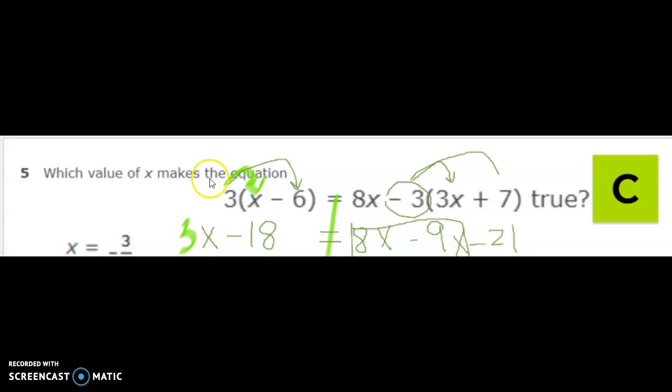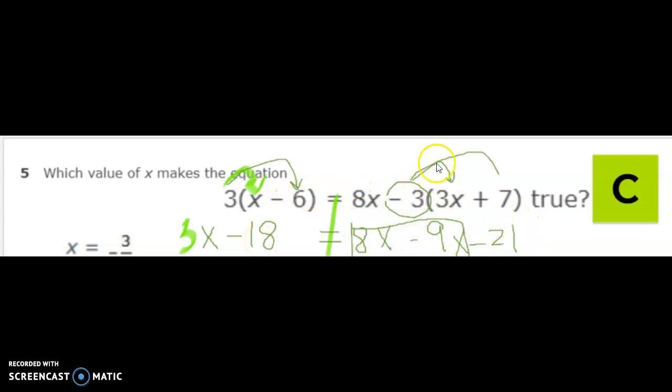If I look at this left-hand side, I notice that I have parentheses, so that means that I need to distribute the 3. Remember, when we distribute, we multiply. So on this side, we got 3x minus 18. Okay, then we move to the right-hand side.